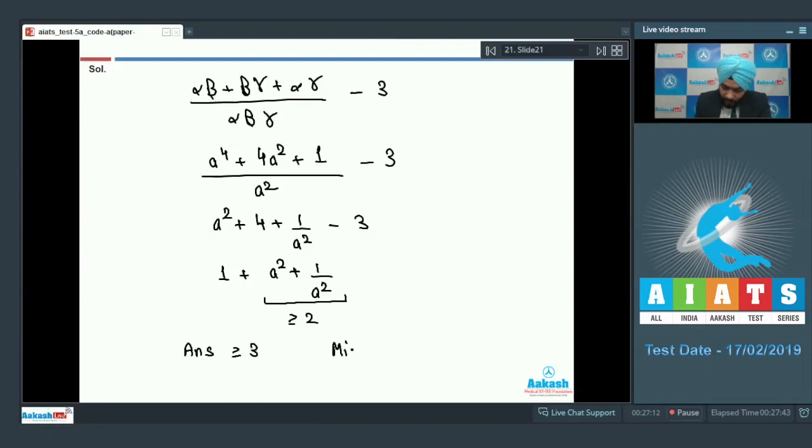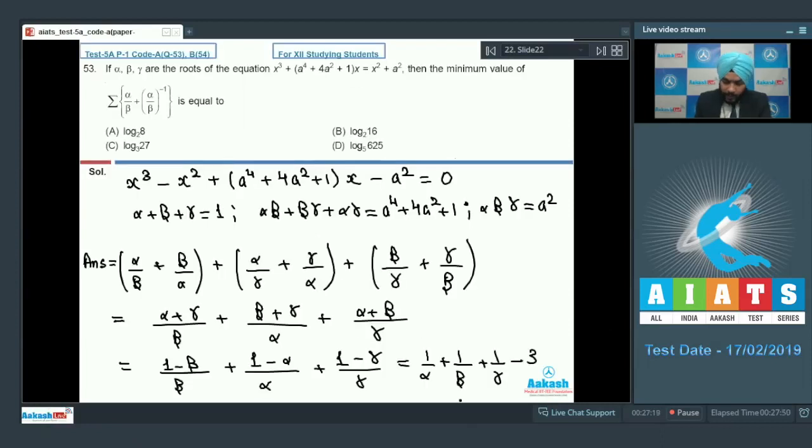That means the minimum value is 3. Okay, which means that option A is exactly 3, option B is 4, option C is again 3, option D is 4. So AC will be the correct answer for this particular question. Okay, option number A and option number C are correct.